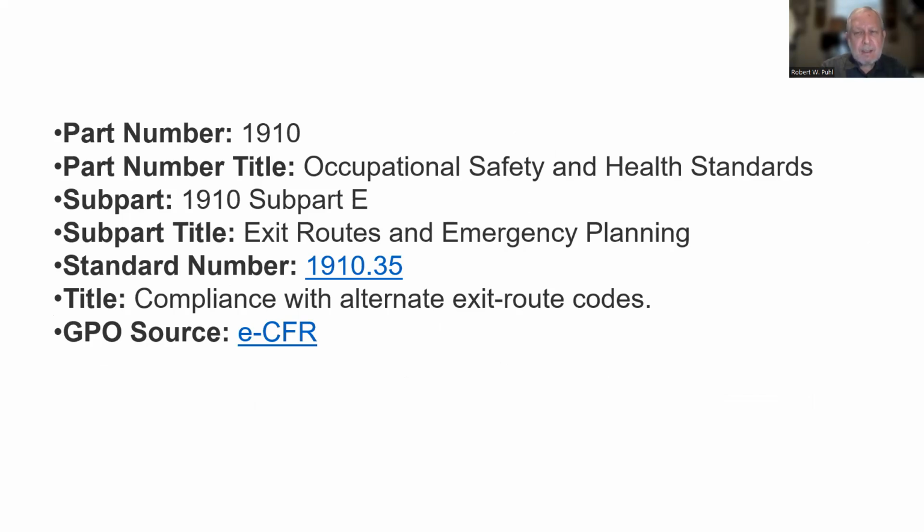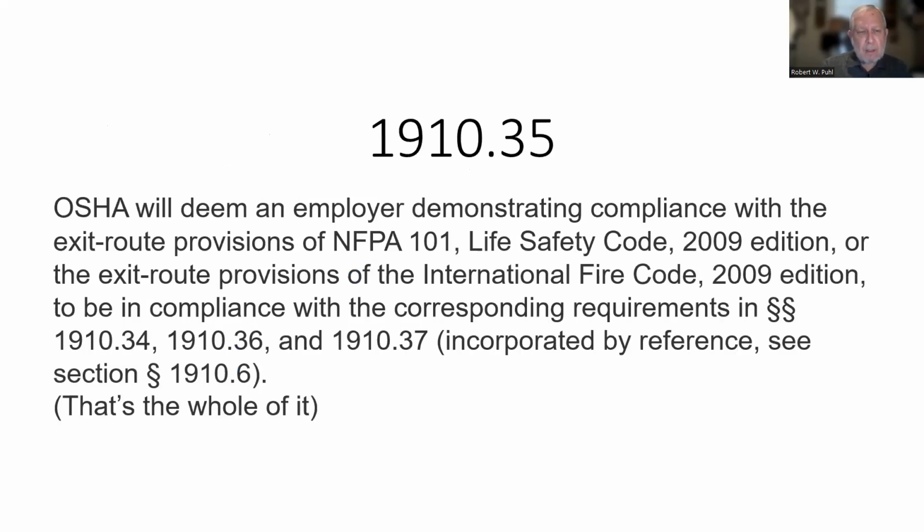And this standard number is 1910.35, and it's called Compliance with Alternate Exit Route Codes. This is a one paragraph title. That's it. OSHA will deem an employer demonstrating compliance with the exit route provisions of NFPA 101, Life Safety Code, 2009 edition, or the exit route provisions of the International Fire Code, 2009 edition, to be in compliance with the corresponding requirements in sections 1910.34, 36, 37, and they're incorporated by reference.